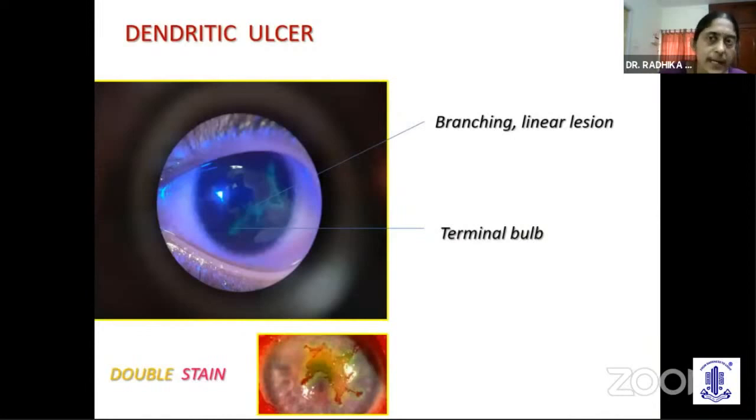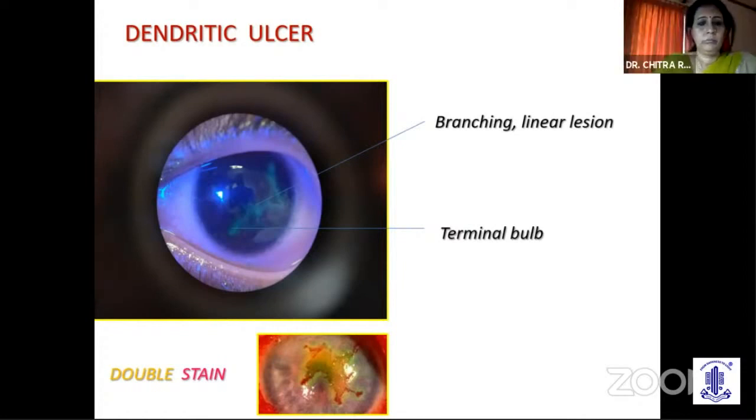It is characterized by a branching linear lesion. It has got a terminal bulb and it stains with fluorescein. It has got an ulcerated core, which is very important to look for because it is characteristic of the HSV dendrite. And HSV keratitis is by and large a clinical diagnosis. Not much of lab investigation is required.